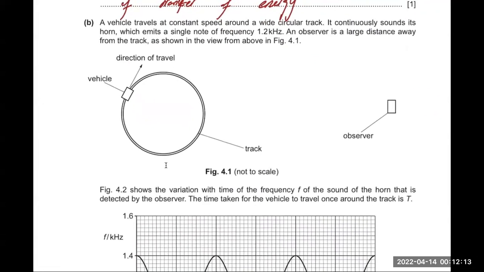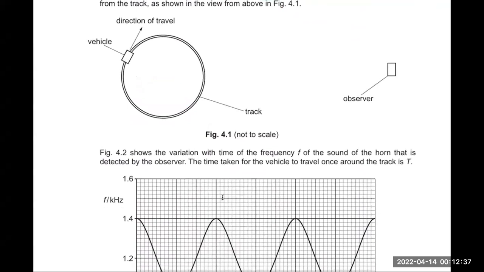Part B says, a vehicle travels at a constant speed around a wide circular track. It continuously sounds its horn, which emits a single note of frequency 1.2 kilohertz. An observer is a large distance away from the track, as shown in the view from above in figure 4.1. So we've got our observer here, we've got our track over here, and the vehicle moves in this direction. Now, figure 4.2 shows the variation with time t of the frequency f of the sound of the horn that is detected by the observer.